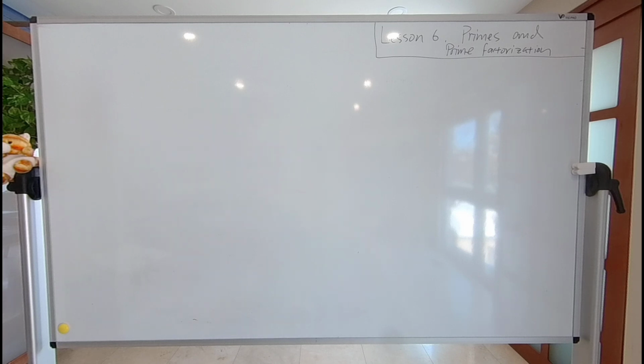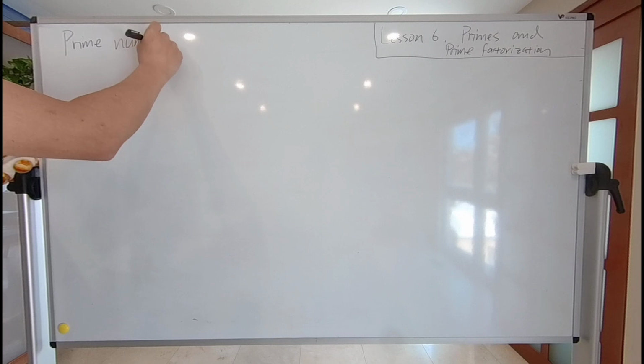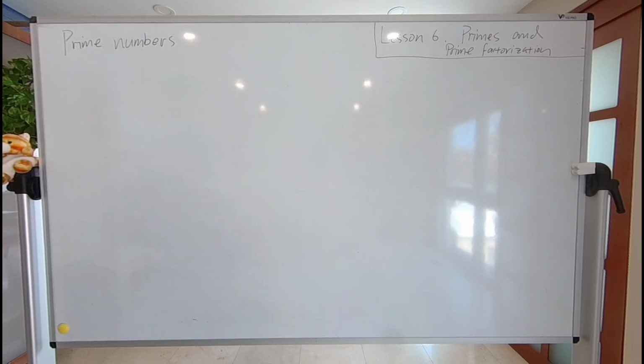In this lesson, we're going to start with the basic definition of prime numbers, and then we'll learn prime factorizations, and eventually we'll take a look at the fundamental theorem of arithmetic. So let's start with the definition of prime numbers. So what are prime numbers? What are these numbers when people talk about primes?